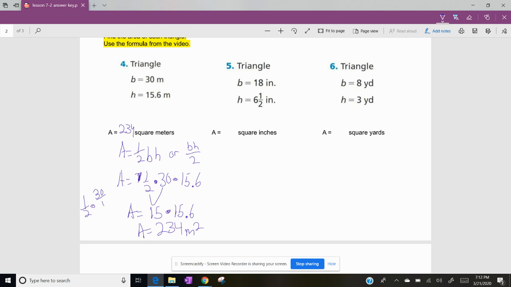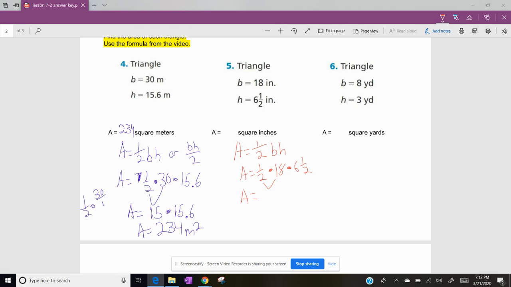All right, let me change colors so I can separate it. Here's another triangle. Area equals 1/2 base times height. Area equals 1/2 times 18 times 6 1/2. I know half of 18. I could do it off to the side. I could put 5/10 times 18, 0.5 times 18 in my calculator.